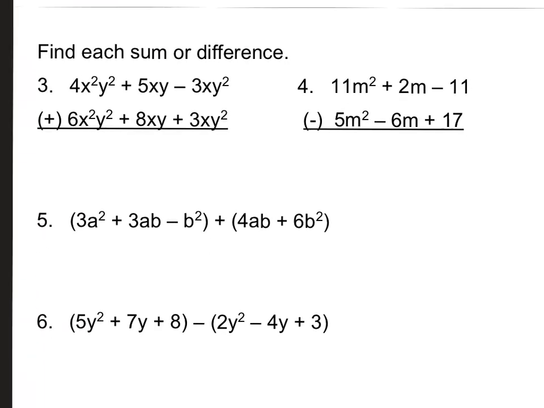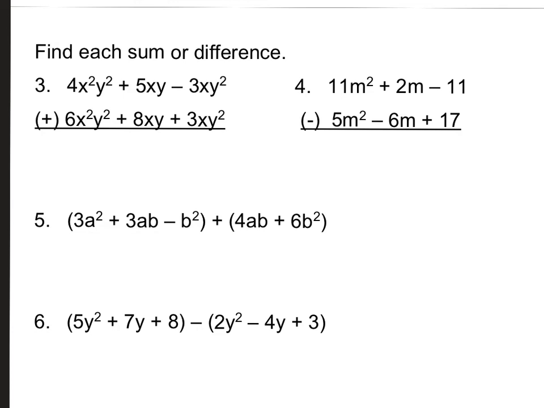So moving on to the back, it says find each sum or difference. So this is adding. All they did here was line everything up so we can see that the same terms are in the same line. So what you can see right here is these two would cancel each other out. Negative 3x y squared plus 3x y squared would cancel out. So I'm going to write it from left to right. I've got 4x squared y squared plus 6x squared y squared. Those are considered same terms right here. So I would combine those to make 10x squared y squared.